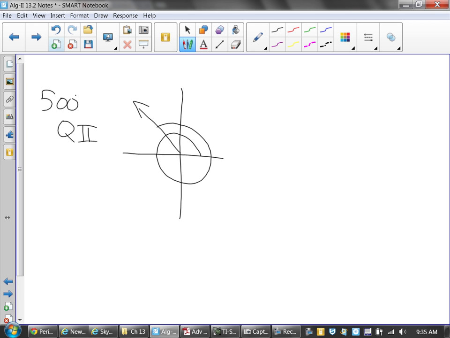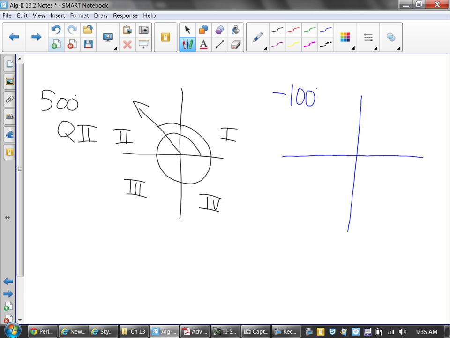You're spinning yourself around through the quadrants, through quadrant 1, 2, 3, and 4. Does that make sense? Notice how you go counterclockwise for positive. In what direction do you think you're going to go for a negative? The other way, clockwise. If I want to draw negative 100 degrees, I'd start at my 0 and go the other direction. And I would be in which quadrant? Quadrant 3.